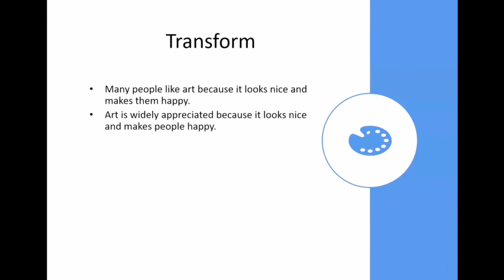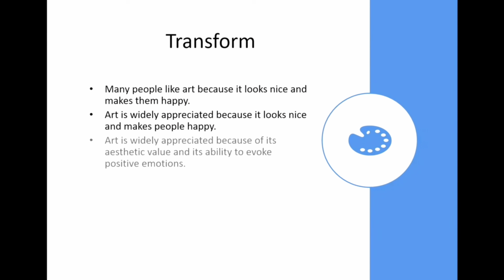All right, so we don't like starting sentences with "many people". It's very basic to do this, and it doesn't show strong vocabulary. So instead, let's start with art, because art is what we're talking about. We're not talking about people, we're talking about art. So "art is widely appreciated", passive, "because it looks nice and makes people happy". So immediately we use passive, it seems more formal and more focused. Because it looks nice and makes people happy, okay, I'll have to change that.